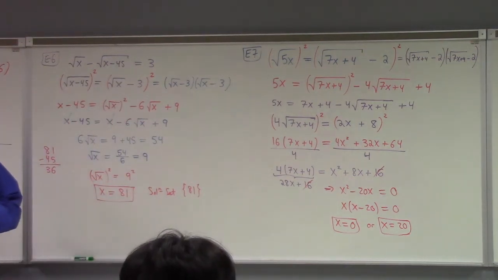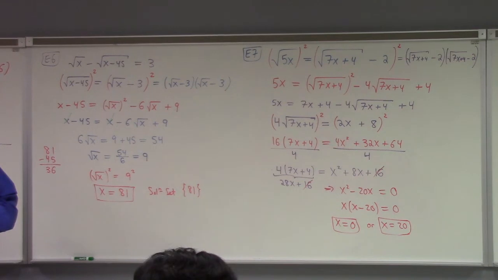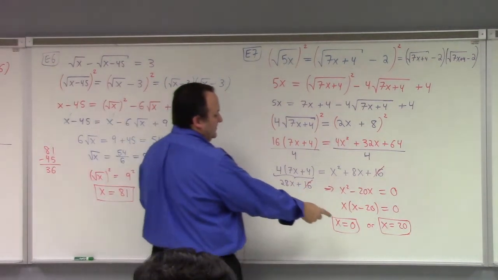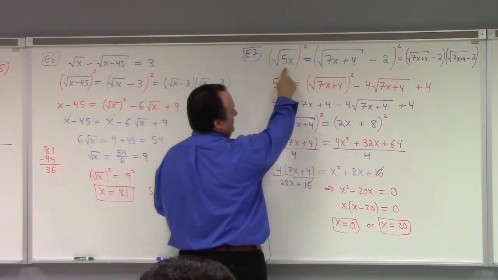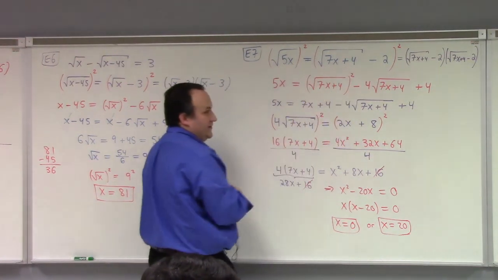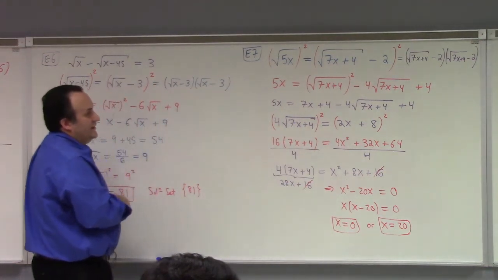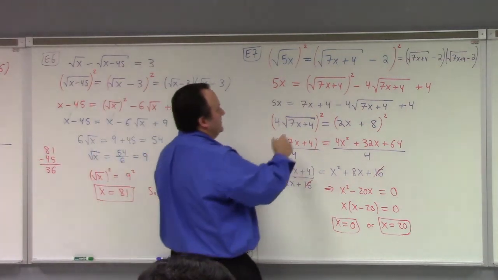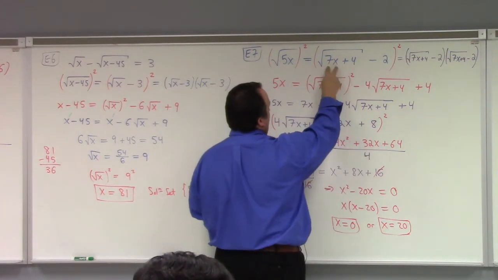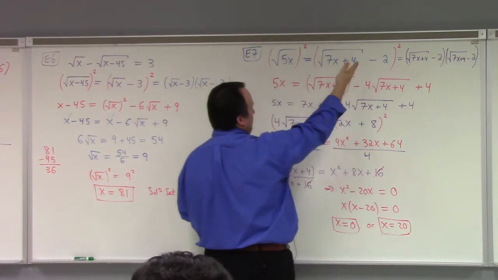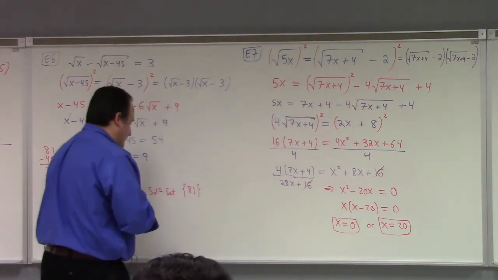It turns out, if you plug those back into the original problem, they both work. Right? So you go back up here, plug in 0. 0 is equal to the square root of 4 minus 2, which is 2 minus 2. 0 equals 0. It works. If you plug in 20, you get the square root of 100, which is 10. On the other side, you get the square root of 144, which is 12. 12 minus 2 is also 10. 10 equals 10. It also checks.